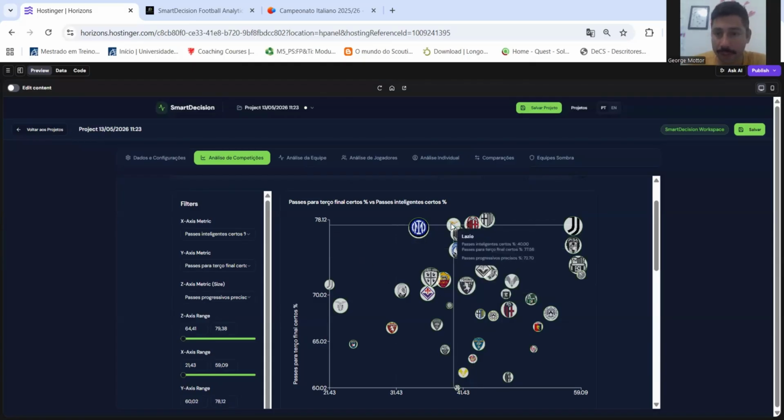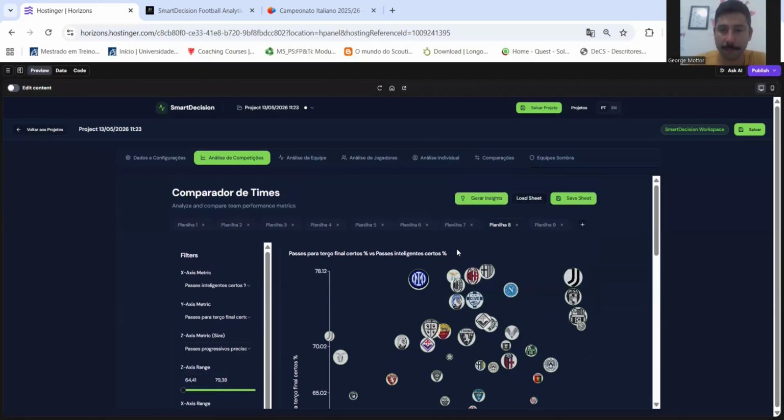You see the size of the circle would be the progressive passes, which would also be 2%. So it's at an average here. You see there aren't many here. Juve was 77. Then Inter was 76, to Napoli. So it's on the same level there with Napoli, right? With Atalanta. So it's among the 8 best.